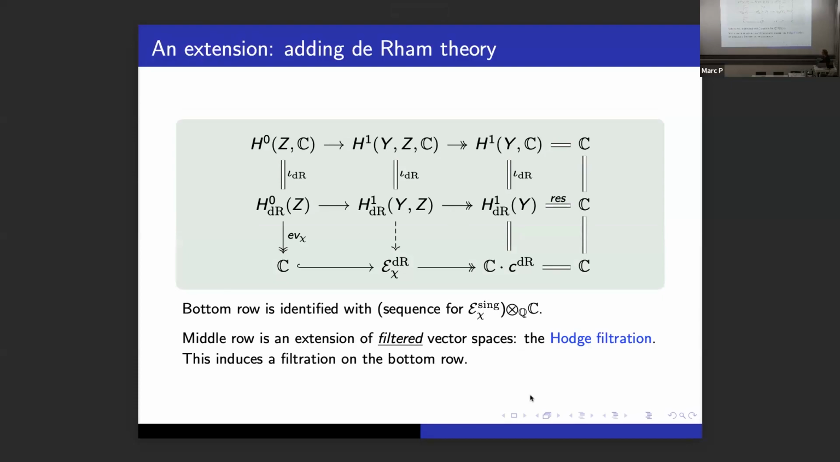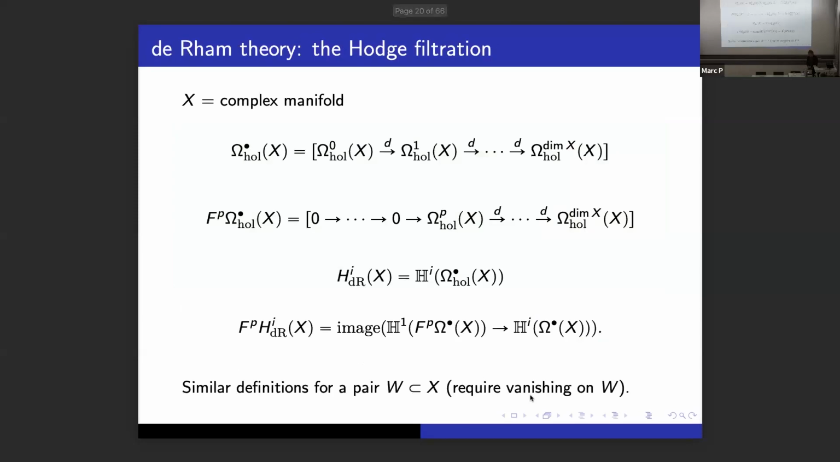And this is nothing more than taking the sequence that we constructed using singular cohomology and extending scalars from Q to C. So we're still just vector spaces. So where's the additional structure? Well, we're almost there. De Rham theory comes equipped with a filtration on the de Rham cohomology, in this case the Hodge filtration. This is because, in this situation, we're dealing not just with smooth manifolds, but with complex manifolds, and the Hodge filtration is particularly nice in that case.